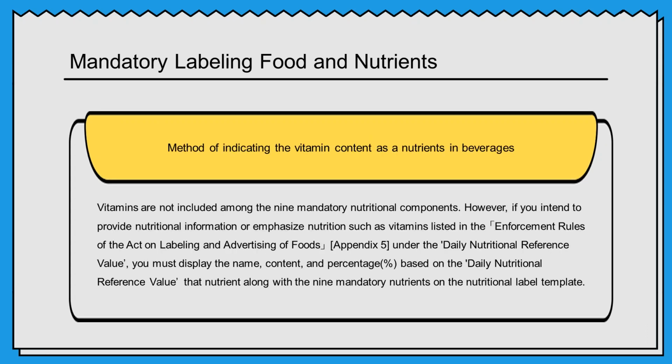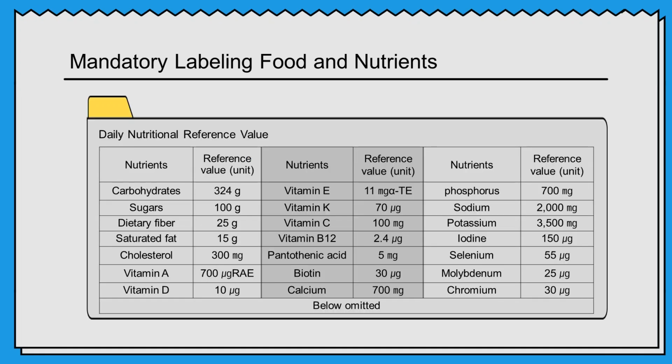For beverages subject to mandatory nutritional labeling, when emphasizing components such as vitamins that are not among the 9 mandatory nutritional components, but are present in the daily nutritional reference value, you must display the names, amounts, and percentages of both the 9 mandatory nutritional components and the emphasized nutritional components such as vitamins, in relation to the daily nutritional reference value. This table represents a portion of the daily nutritional reference values for nutrients.